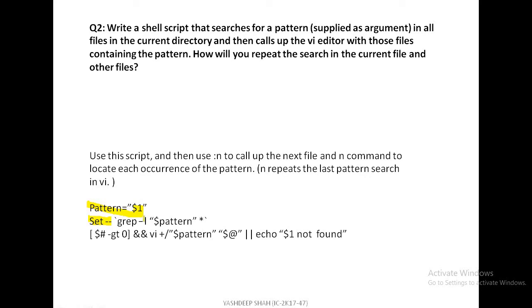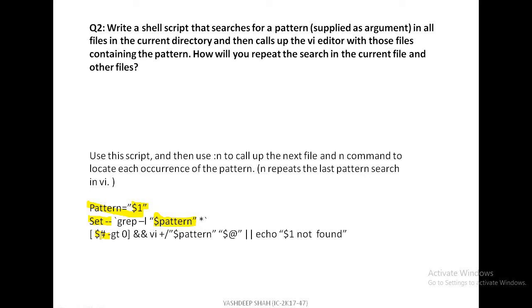grep -l $pattern. grep -l is used to find a similar type of pattern as we have given here, that is $pattern. So $pattern will have the value of $1, and it will list the files which have the $pattern type of value in them. And at last we will use $#.